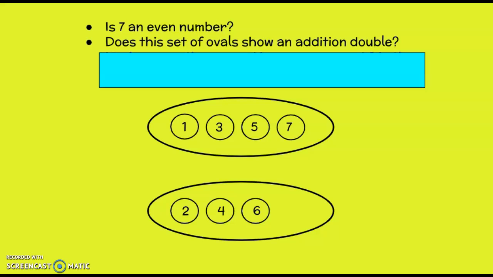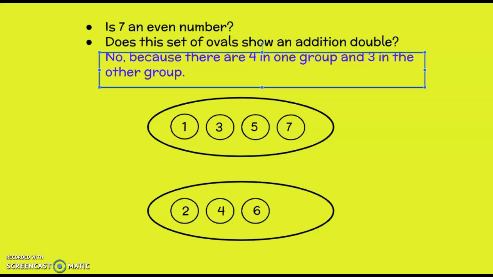Does this set of ovals show an addition double? We can think of this, they spread them out again, 1 for you, 1 for me, 1 for you, 1 for me again, until they got to 7. Did the groups turn out even? Is this a double, like the same amount in each group? No, because there are 4 in one group and 3 in the other group.